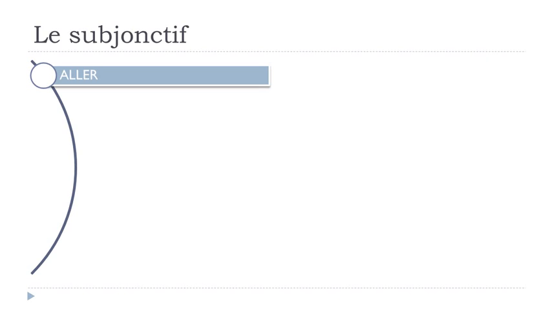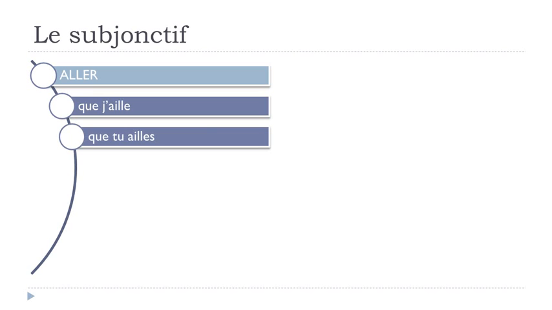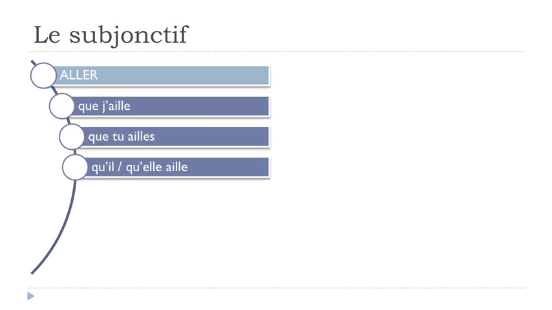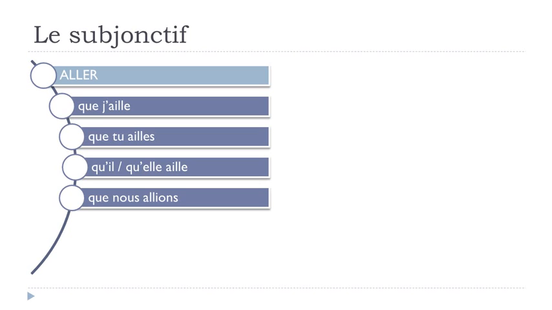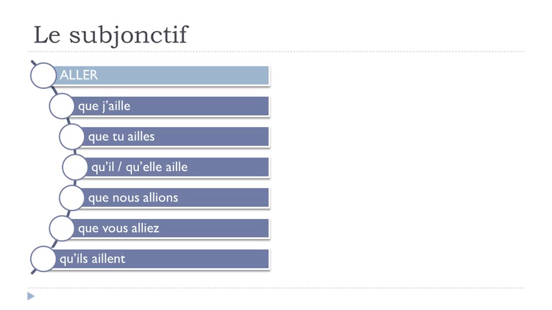Of course, we've got some more tricky verbs, and aller is usually one of them. Aller means to go. Have a look. Que j'aille, que tu ailles, qu'il aille, qu'elle aille, que nous allions, que vous alliez, qu'ils aillent, qu'elles aillent.